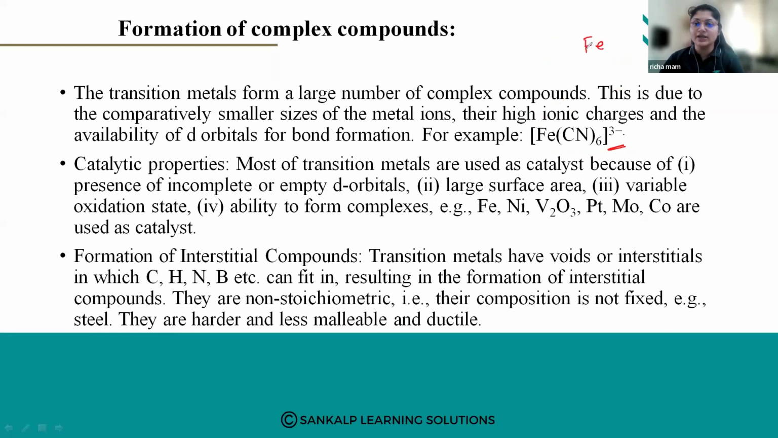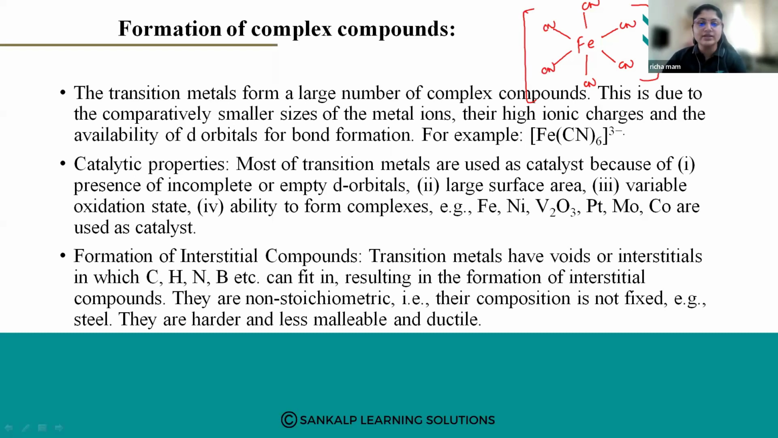So how will it be? Fe is a metal and it is linked to 6 CN- ions. Let me write here: Fe, 1, 2, 3, 4, 5, and 6, so it is CN-, CN-, CN-, CN-, CN-, CN-. So Fe, CN6, and 3 minus. Like this are the complex compounds.